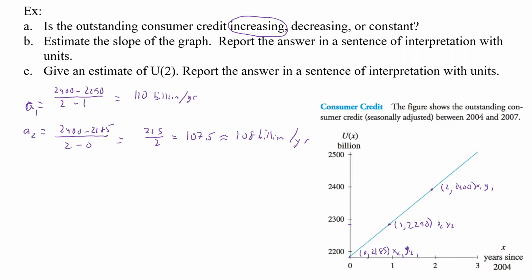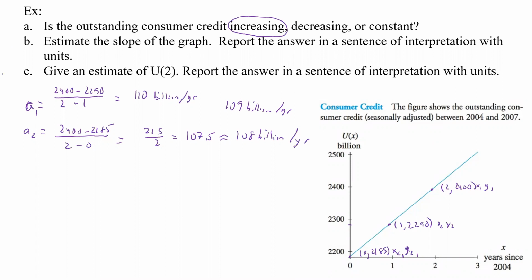Now it says, and again, we're basically talking about the outstanding consumer debt. So we're increasing the consumer debt by, if we average those, 109 billion per year. So we're increasing the consumer debt by $109 billion per year on average. So we're going up by that much per year.